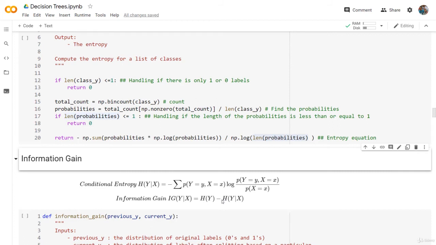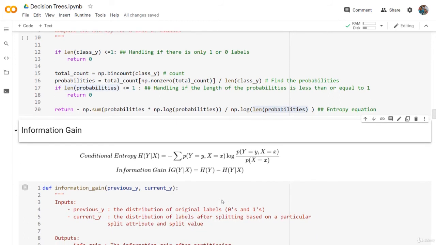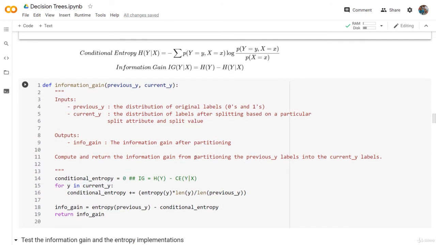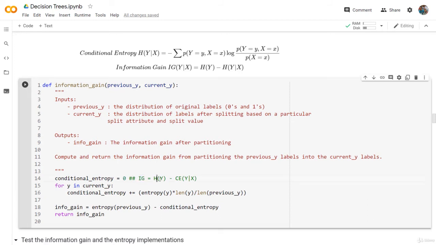Okay, so let's now try to see the implementation for the information gain. The information gain has two inputs. Previous y, this is the distribution of the original labels, right? And the current y, the distribution of labels after splitting based on a particular split attribute and split value. And the output should be the information gain. And as we said, this is the equation for the information gain. It's the entropy of y minus the conditional entropy of y given x.